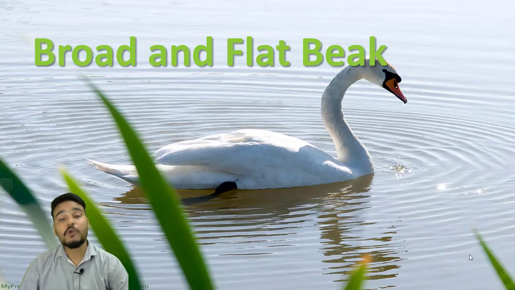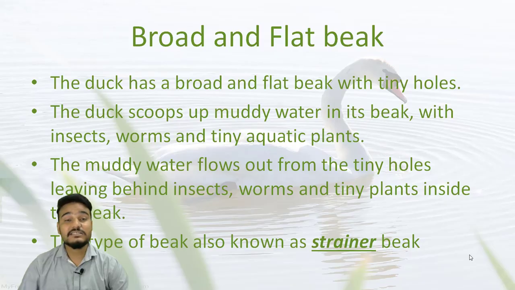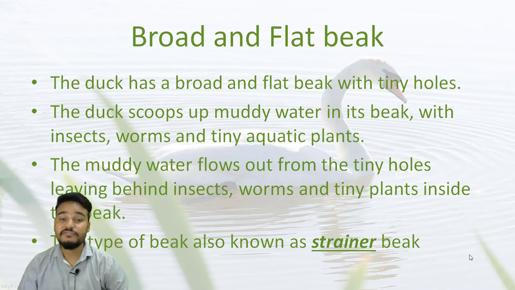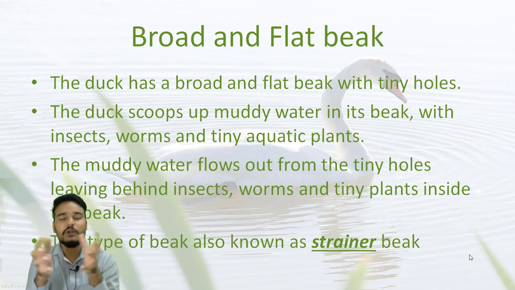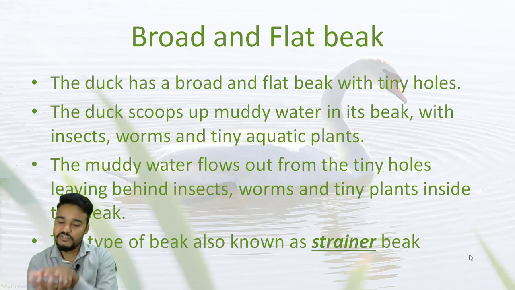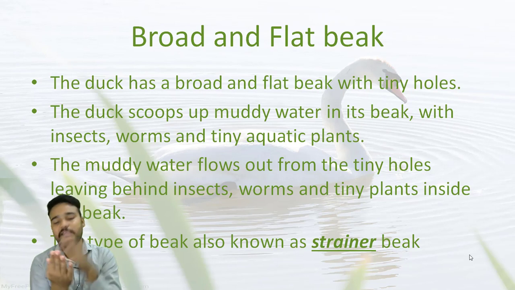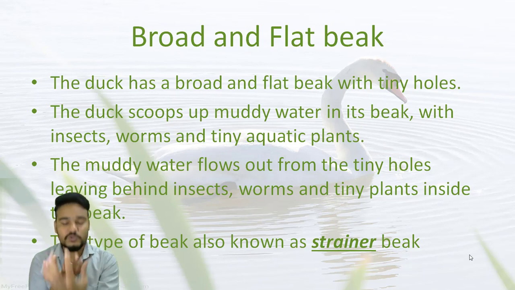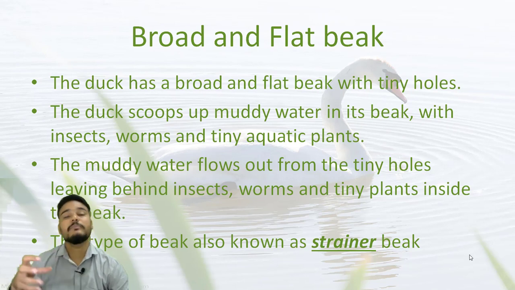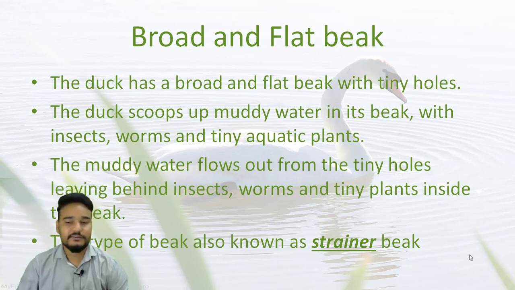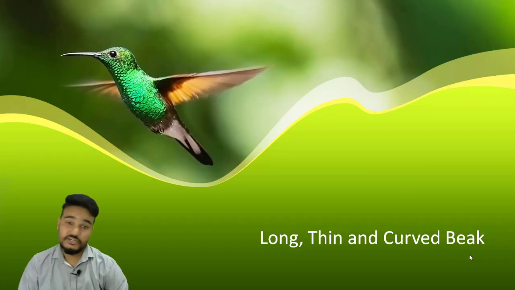Then we have seen broad and flat beak in geese and ducks. They eat water, mud, water plants and insects, or water worms, which they directly take in their beak. They have small holes, so through those holes water comes out and the remaining material, they eat it. That beak is called strainer beak.